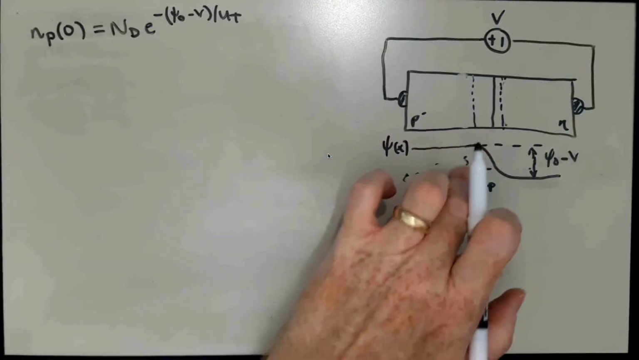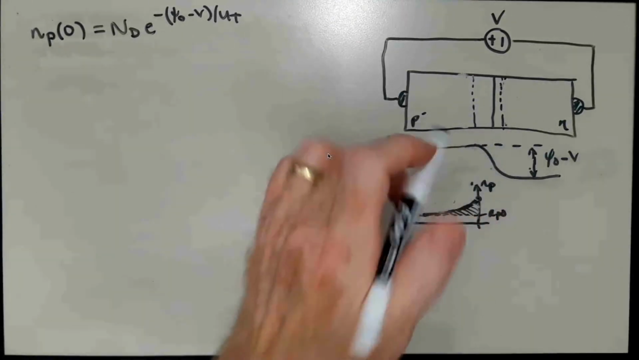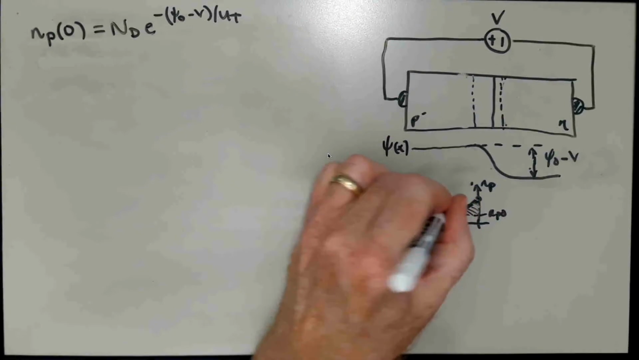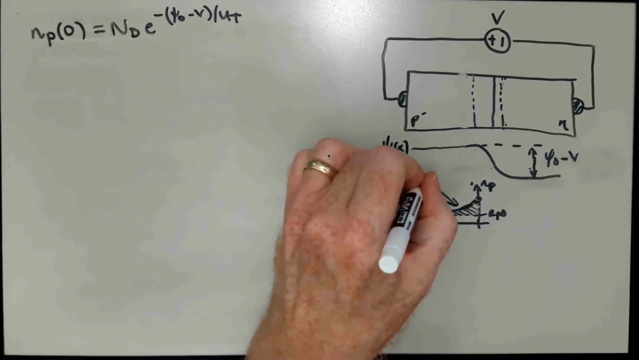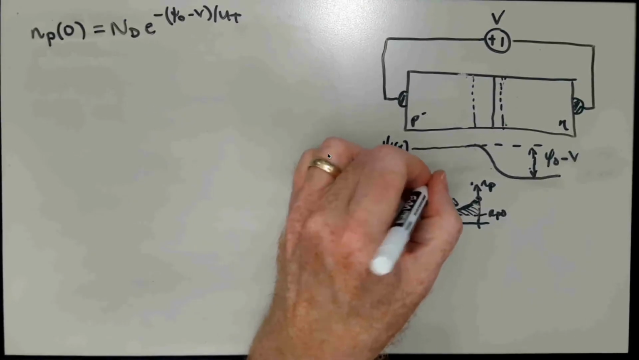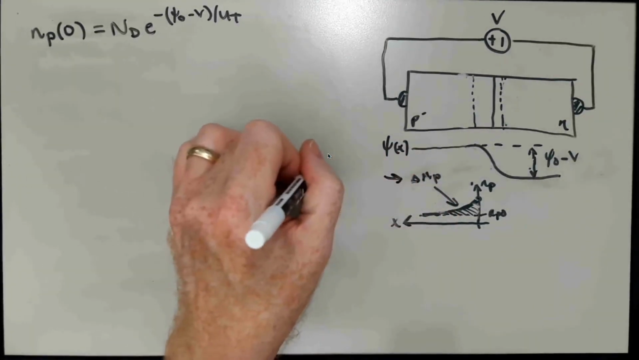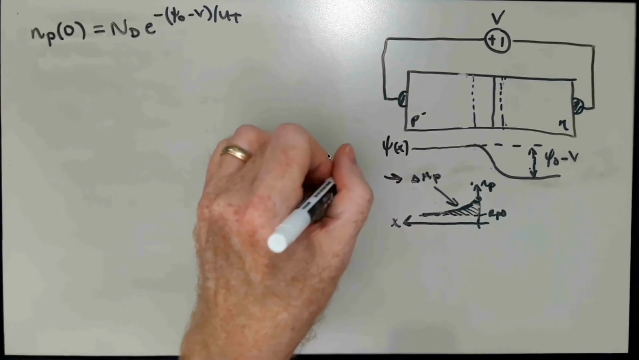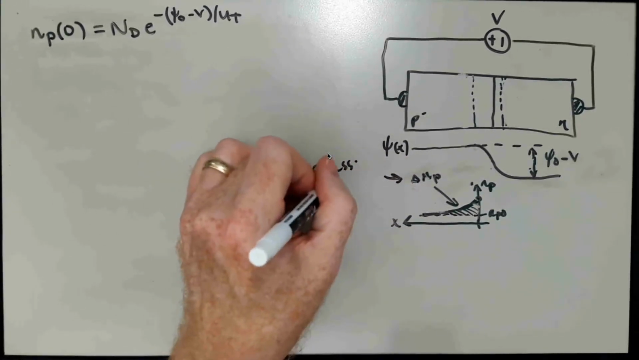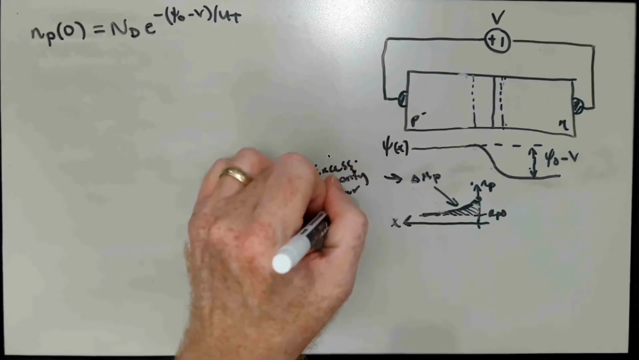And that's terrible. So let's see if I can draw this up. This thing is delta N sub P, and that's the so-called excess minority carrier concentration.